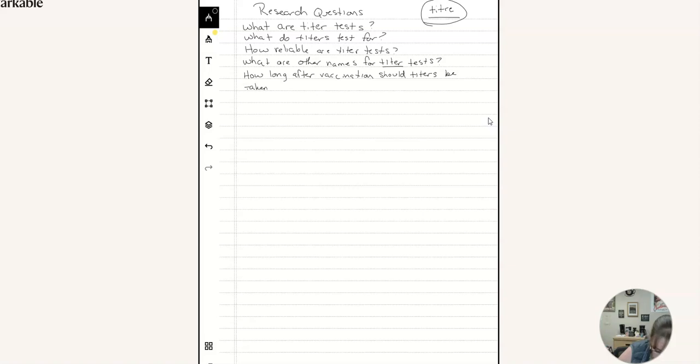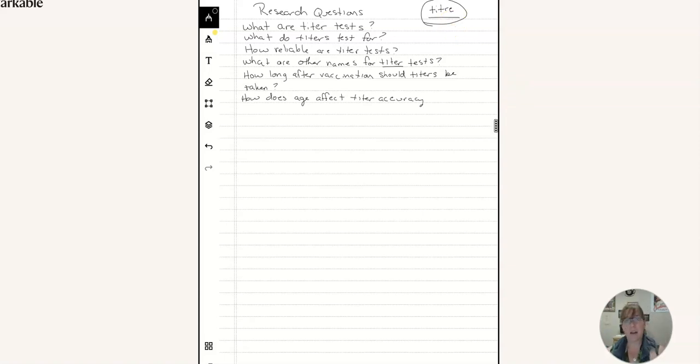So I usually recommend to my students that they write anywhere from like 5 to 10 open-ended, carefully thought out questions. Okay. So I want to know, like, how does age affect titer accuracy? Okay, so I want to know, for instance, if it's different in a young child than it is in an adult.